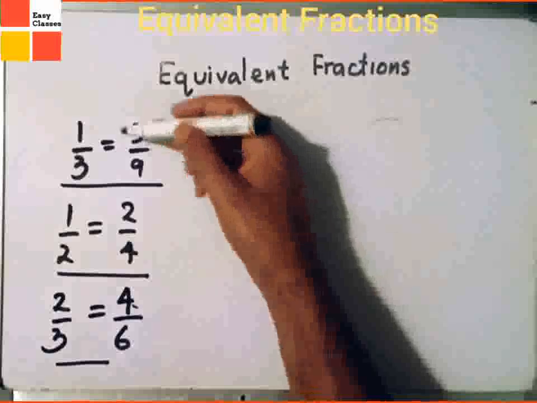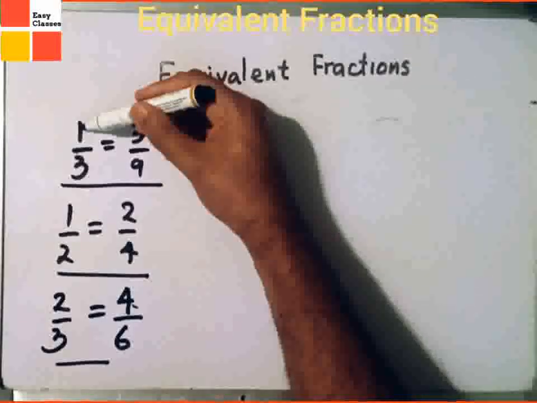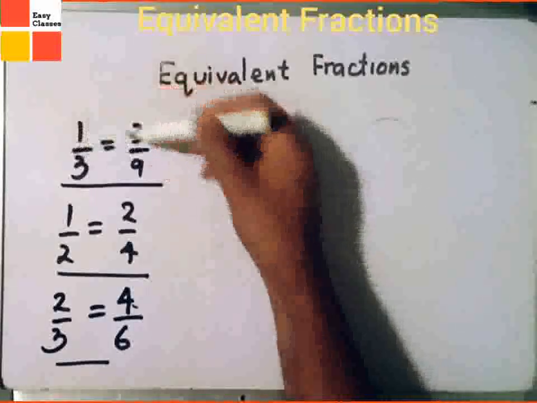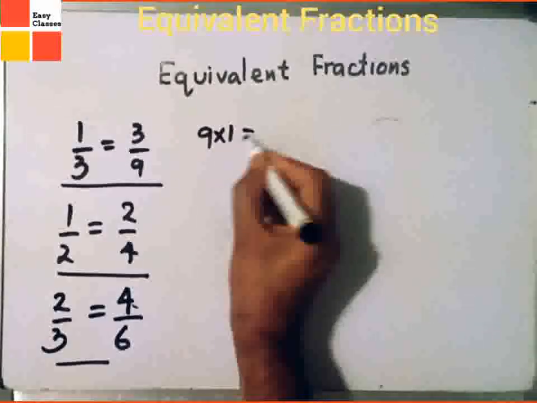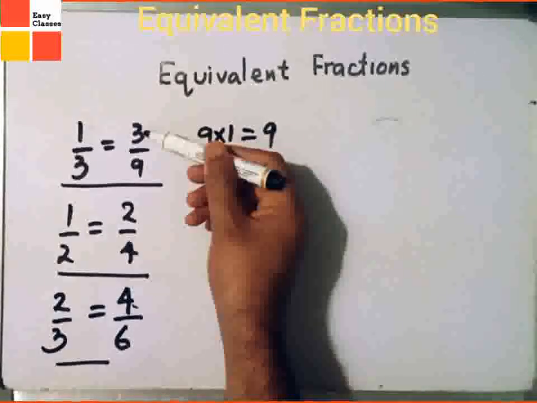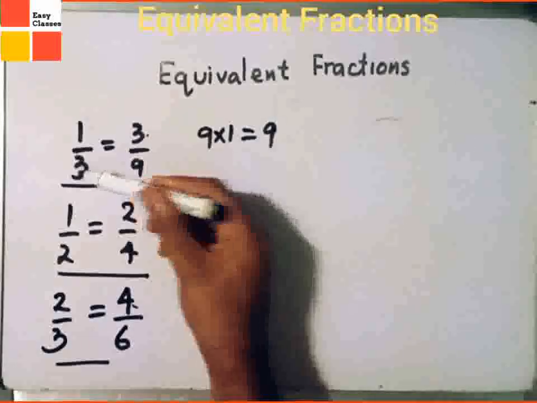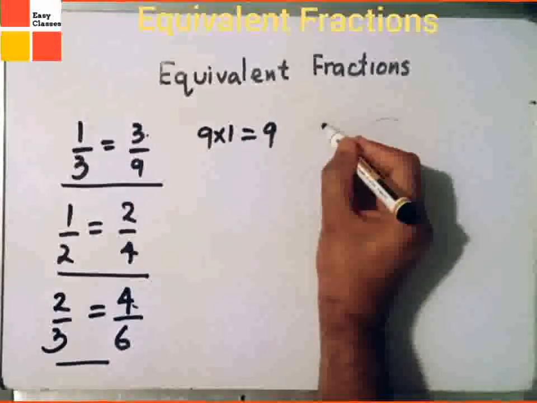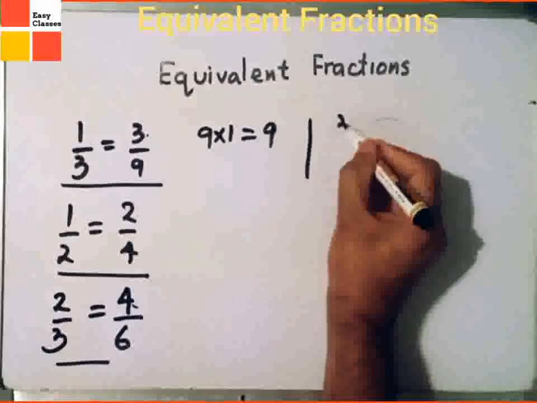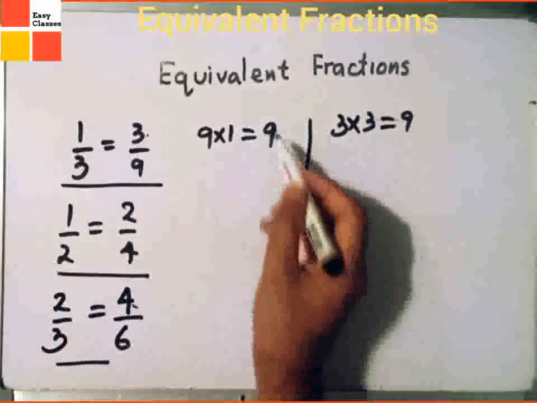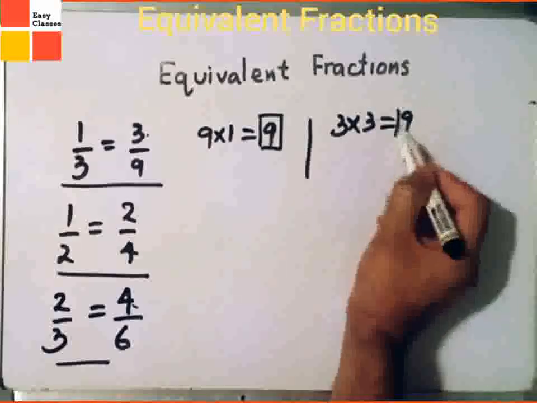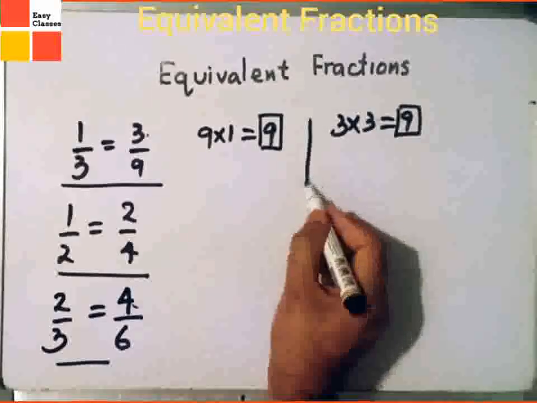Okay, now try multiplying the numerator of the first fraction by the denominator of the second. So 9 1s are 9. Then the numerator of the second by the denominator of the first, which is equal to 3 3s are 9. Okay, so it will come out to be the same. 9 here, 9 here.